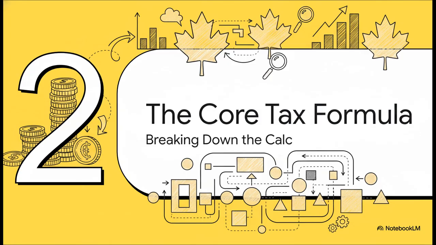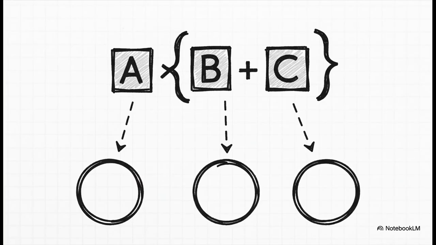All right, let's get down to the nuts and bolts. To really see how this all works in practice, we've got to look at the core formula. This comes straight from the CRA, and believe me, it's the key that unlocks every single calculation we're going to do today. And here it is, the master formula. A times the sum of B plus C. I know, it looks pretty simple on the surface, right? But the real magic, the real nuance, is hidden inside each of those variables. So let's pull them apart and look at each component one by one.